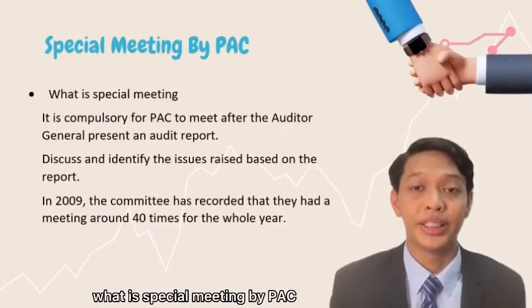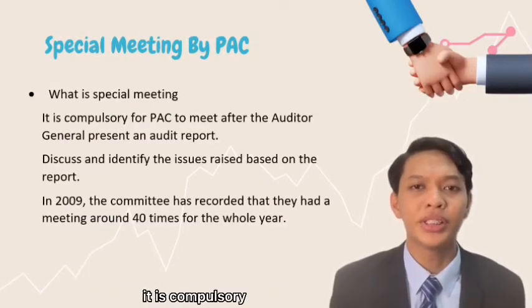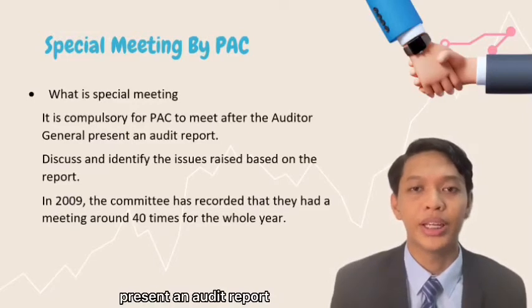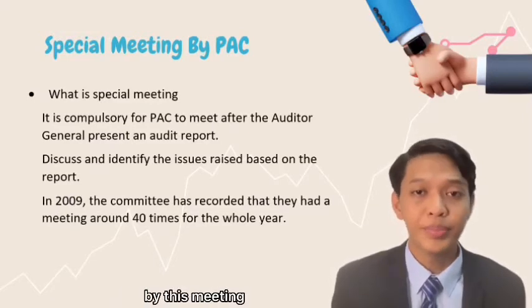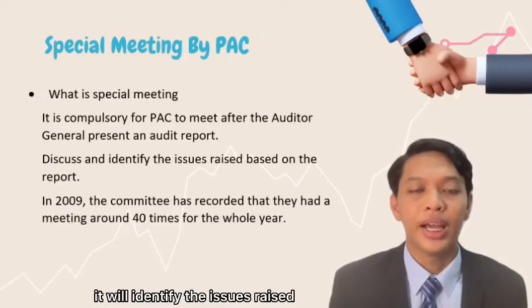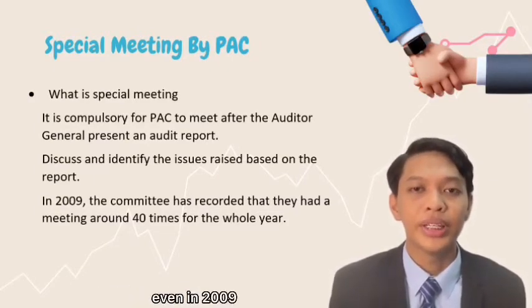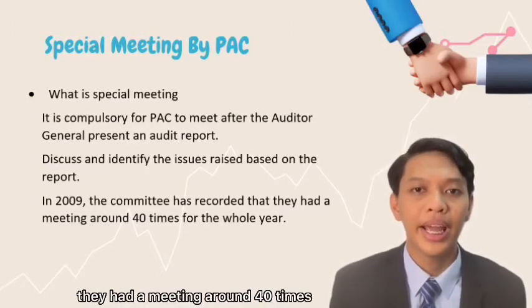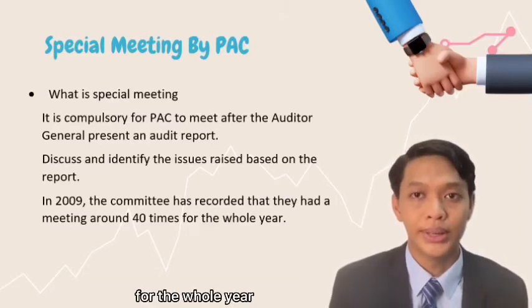What is a special meeting by PAC? It is compulsory for PAC to meet after the Auditor General presents an audit report. By this meeting, it will identify the issues raised based on the report. Even in 2009, the committee recorded that they had a meeting around 40 times for the whole year.